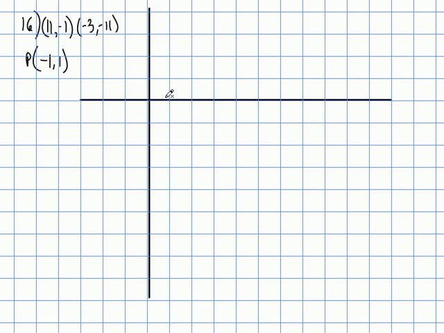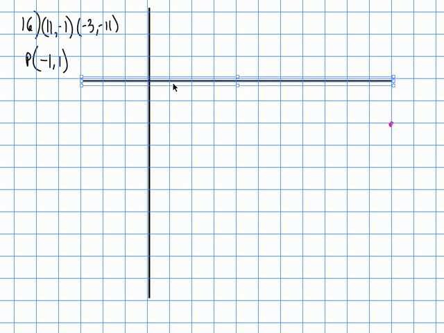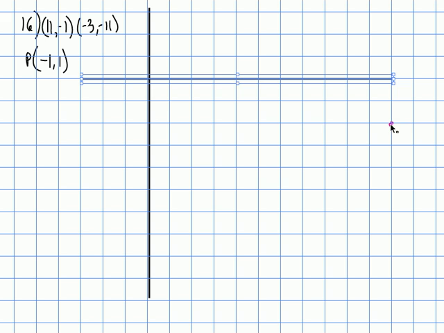11, -1. So that's 11, right? -1 is right here. And then -3, -11. So -3, 1, 2, 3, -11. 1, 2, 3, 4, 5, 6, 7, 8, 9, 10. Oh, man. Let's move this up. Then I'm going to have to move this point up, right?